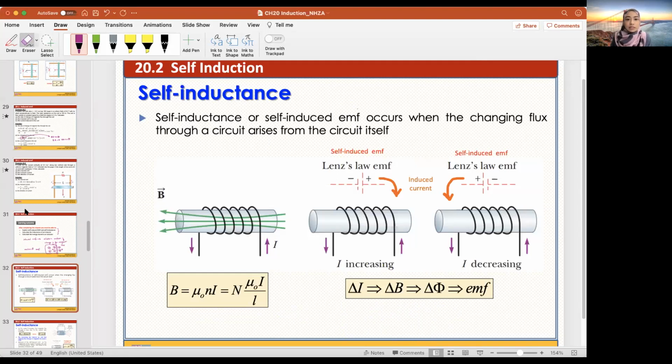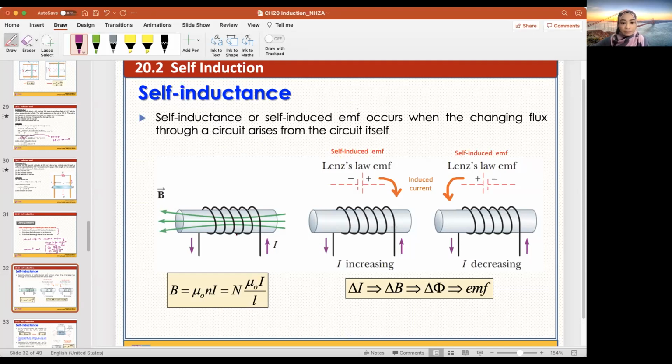All right, so self-inductance or self-induced EMF occurs when the changing flux through the circuit arises from the circuit itself. Like I mentioned before, you don't have to do anything to it. You only have to change something in the system itself. So no external factors.